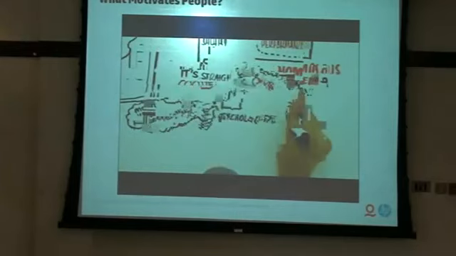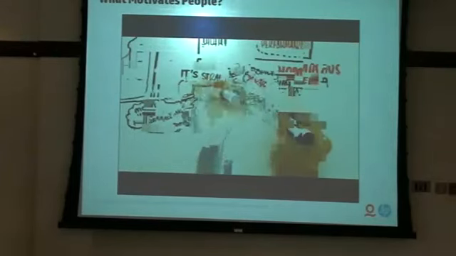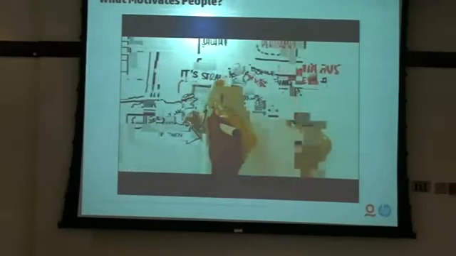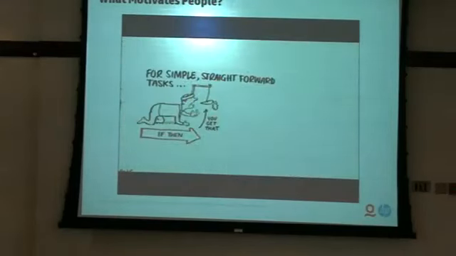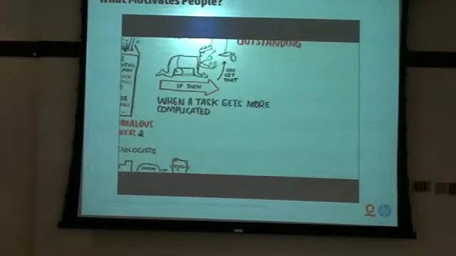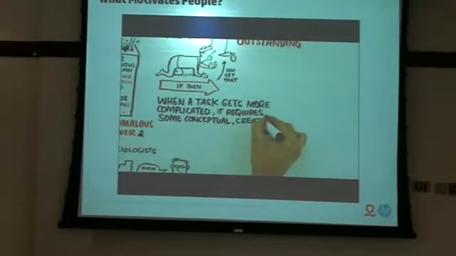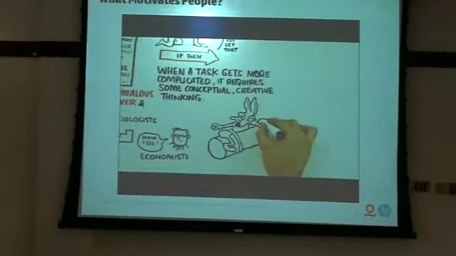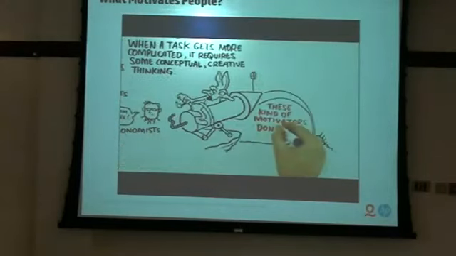For simple, straightforward tasks, those kinds of incentives, if you do this, then you get that, they're great. For tasks that are algorithmic, a set of rules where you have to just follow along and get a right answer, if-then rewards, carrots and sticks, outstanding. But when the task gets more complicated, when it requires some conceptual, creative thinking, those kinds of motivators demonstrably don't work. In fact, money is a motivator at work, but in a slightly strange way.